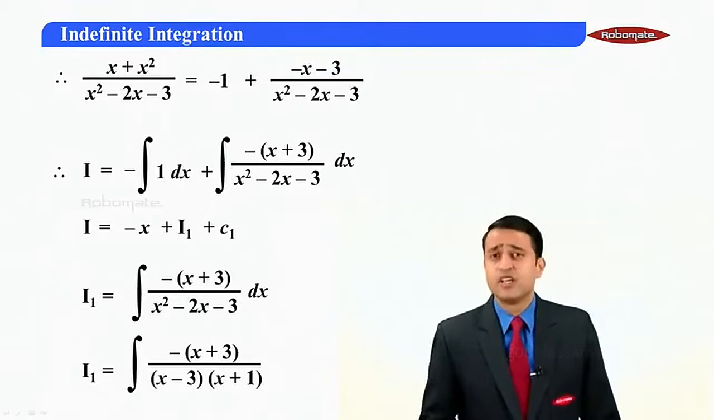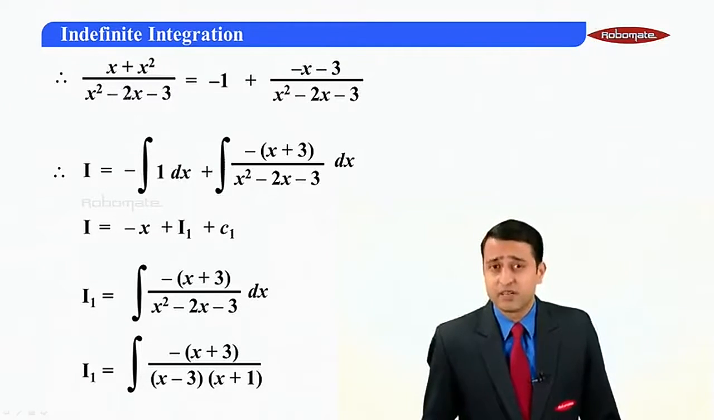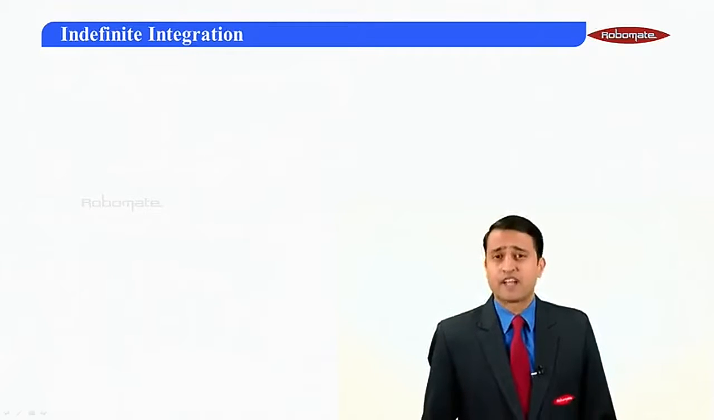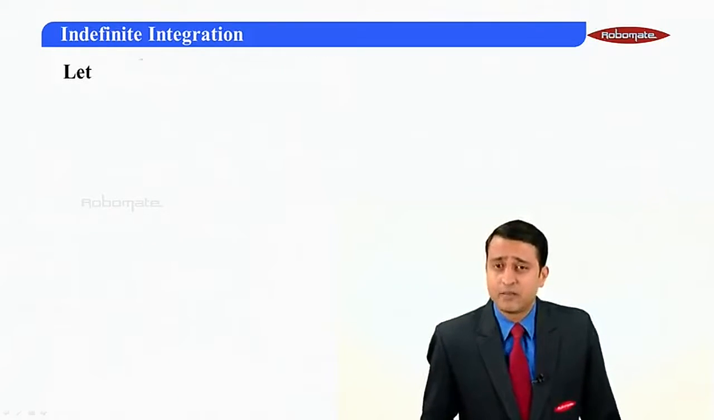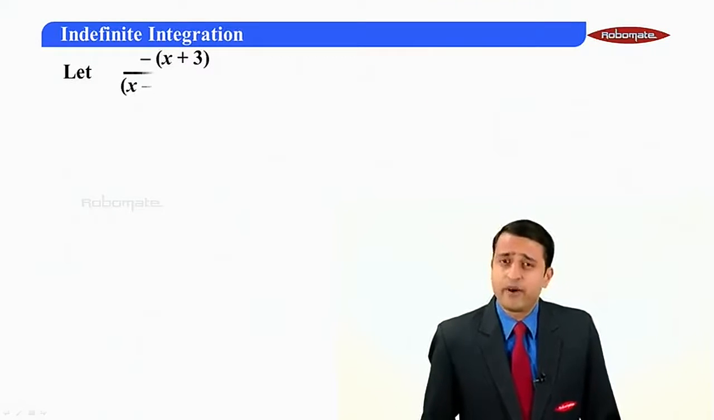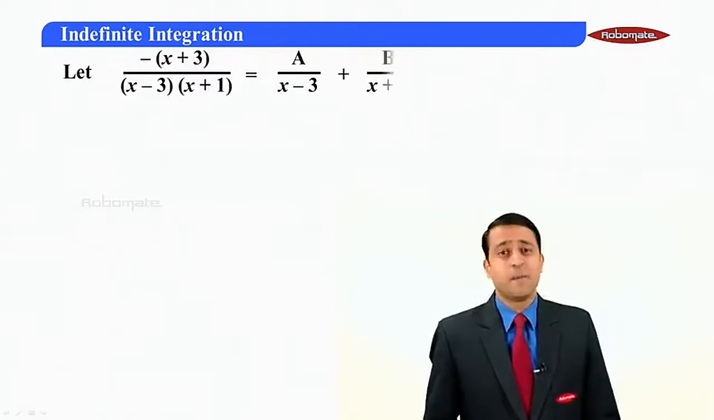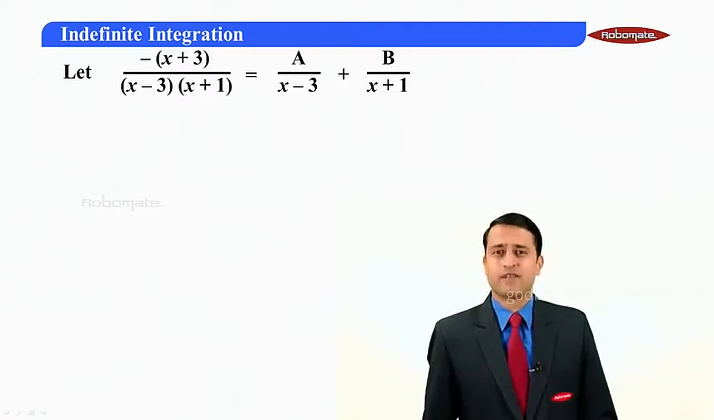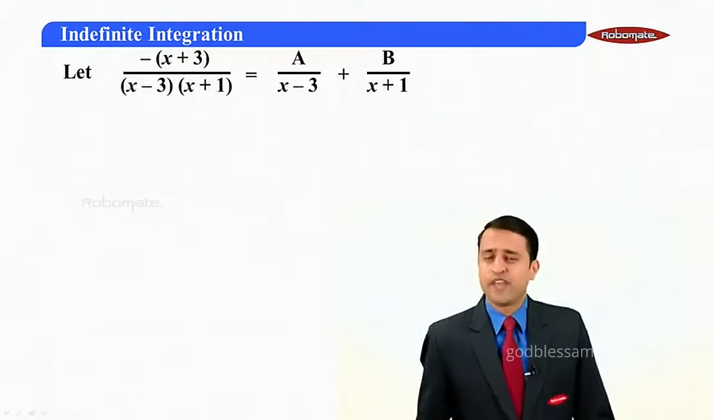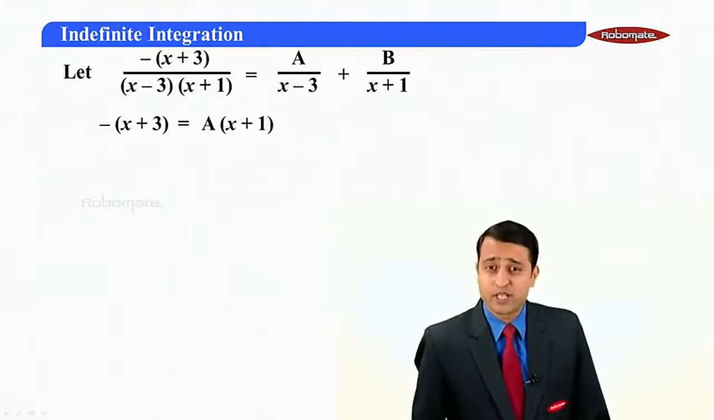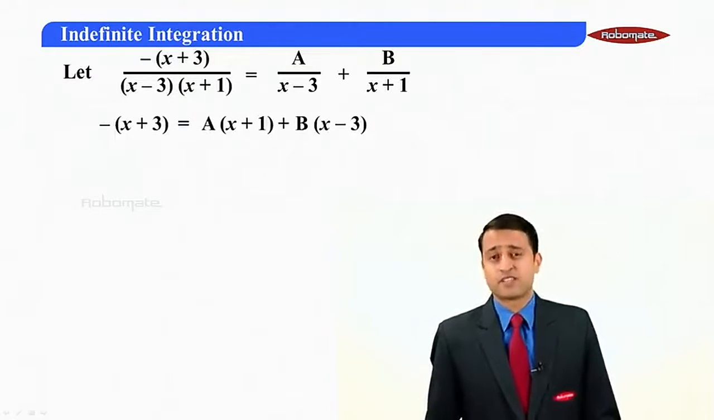Now my dear students, denominator also has distinct linear terms, so we can say both conditions are satisfied. Let's apply partial fraction. So let us write that minus (x plus 3) upon (x minus 3) into (x plus 1) is equal to a upon (x minus 3) plus b upon (x plus 1). Correct? We need to find the value of a and b, so let's take LCM. Minus (x plus 3) is equal to a into (x plus 1) plus b into (x minus 3).